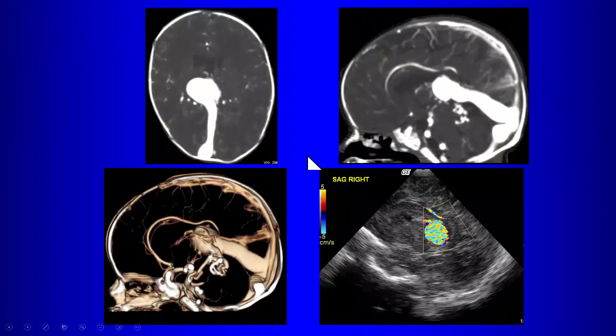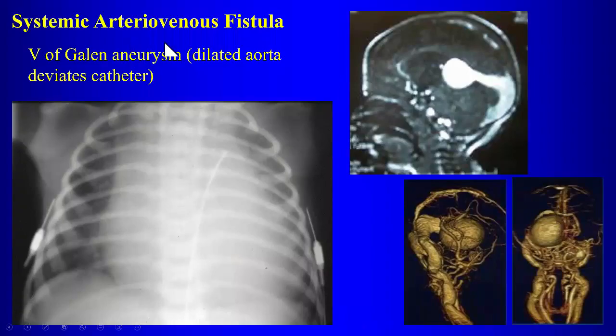So here it is. You can see this is the vein of Galen that's dilated. You can see the Doppler flow in there. So vein of Galen aneurysm, right? So this condition also really is an AV fistula. And because of that, these patients develop high output failure. So they can also have cardiomegaly with failure. So systemic arteriovenous fistulas. And this is a vein of Galen aneurysm.